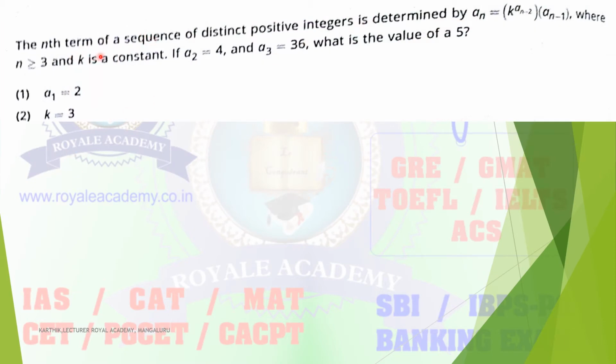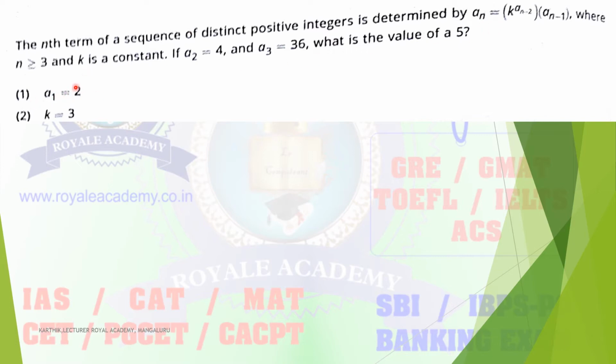Next, the nth term of a sequence of distinct positive integers is determined by a_n equal to k times a_(n-2) times a_(n-1). This information is given, where n is greater than or equal to 3 and k is a constant. If a2 is equal to 4 and a3 is 36, what is the value of a5? You have to find how much a5 is.